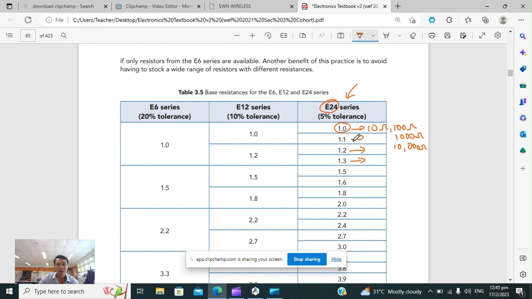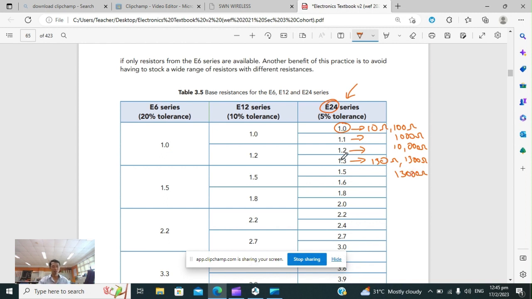So they don't have a 1.4. If you see here, they don't have a 1.4. So you can't buy 140 ohms, you can't buy 1,400 ohms, you can't buy 14,000 ohms. What you can buy, if you look here, is 1.3. You can buy 130 ohms, 1300 ohms, 13,000 ohms, and so on and so forth.